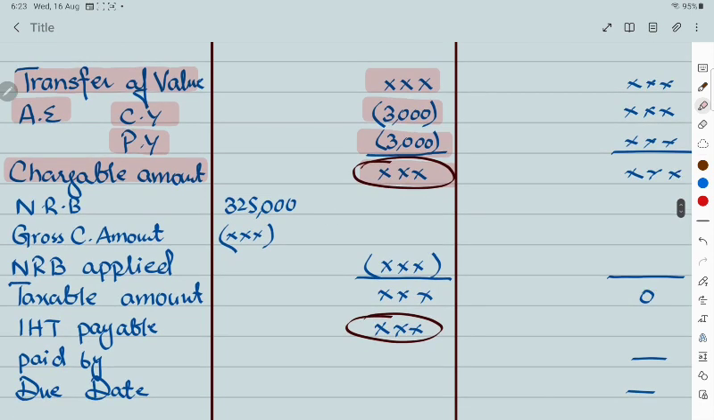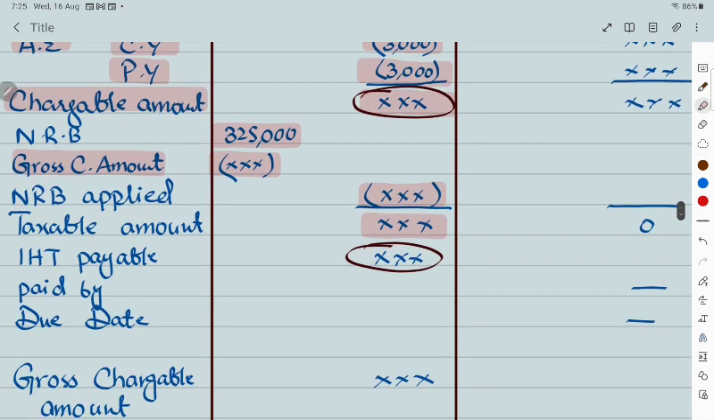Later on I will tell you about the nil rate band. The nil rate band is to be applied. This is 325,000 for the current year, and you have to deduct the gross chargeable amount. If this nil rate band has already been used, the gross chargeable amount of that would be reduced from the value of the nil rate band, and the remaining nil rate band is to be applied there. Now you will arrive at the taxable amount.